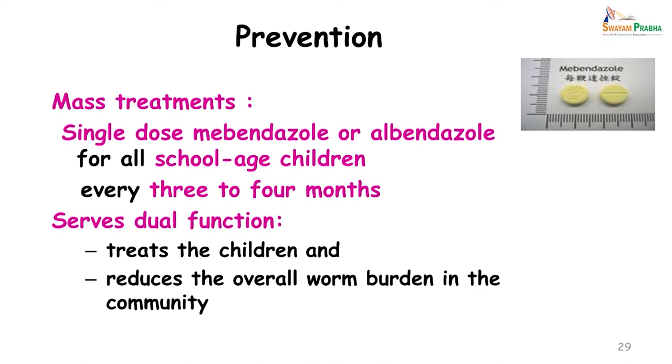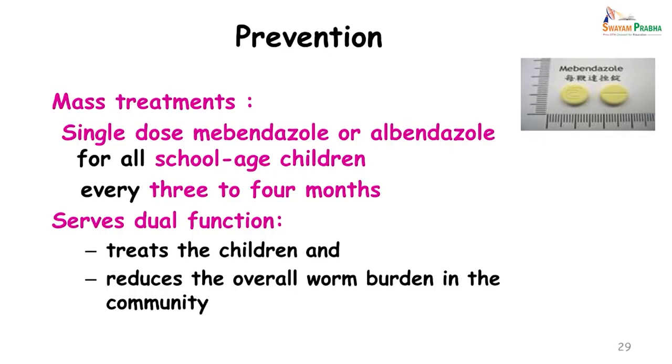Mass treatment is one of the common ways of treating. So if in a particular family or in a particular area in the village, you are finding children with roundworm infection, then you should give a single dose of mebendazole or albendazole. This may be given to all school age children in that area, and it can be repeated every 3 to 4 months. This serves dual functions. One, it treats the children, and secondly, it reduces the overall worm burden in that community.